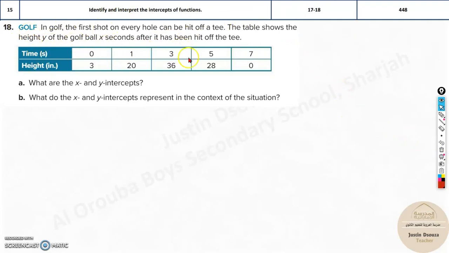Just see time. It's very important to see what is the x-axis. X is time in seconds, and y is height. So the x-intercept will be when y is 0. This is the x-intercept. And the y-intercept is when x is 0, that is the y-intercept, 3.